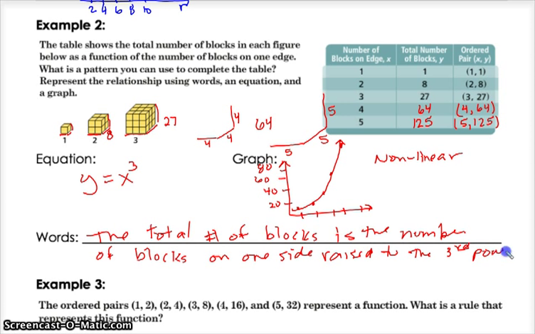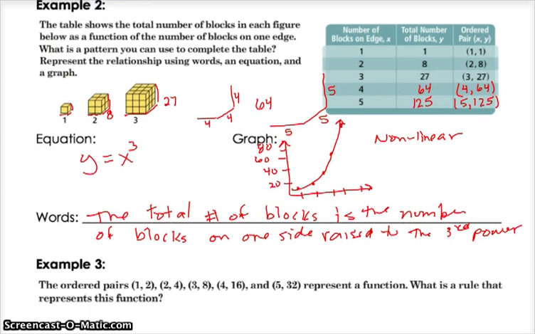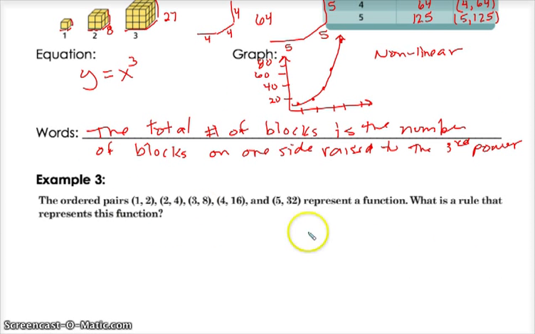All right. Let's look at one more example. If I'm given this set of ordered pairs, I need to try to find out what's the pattern and then write a rule. The best thing to do first is to create a table. So I'm going to make a t-chart of my x and my y values.